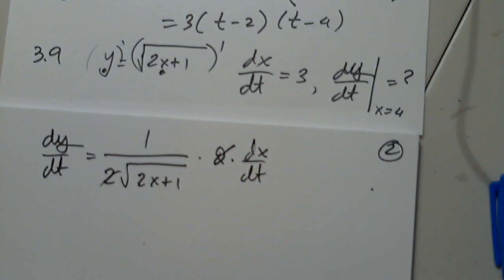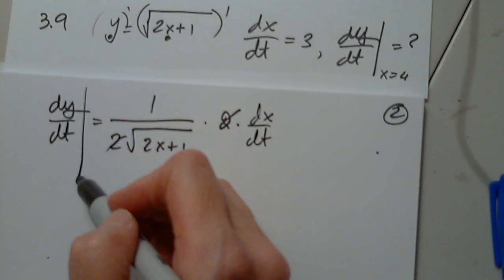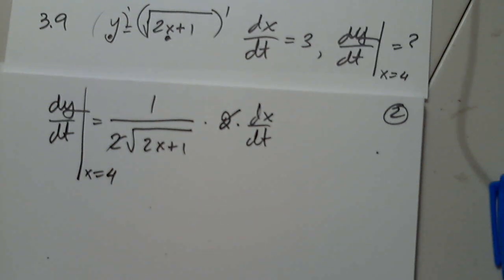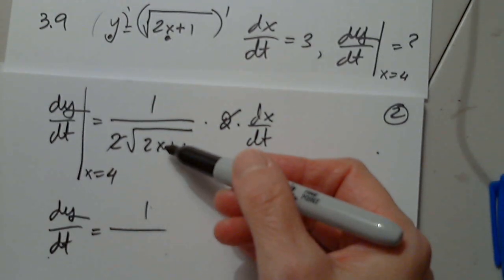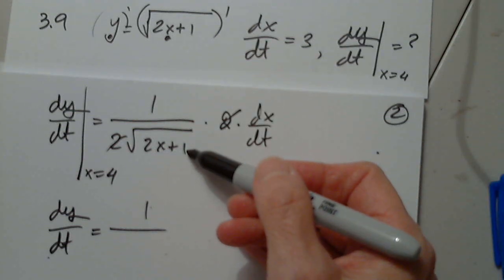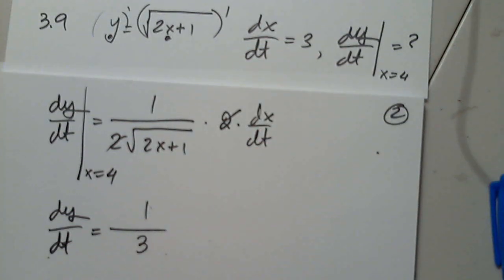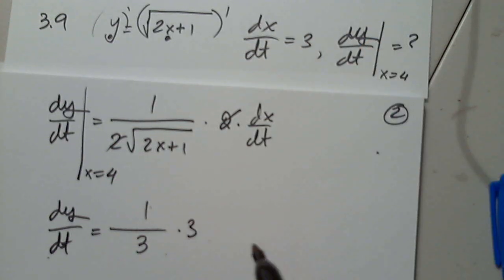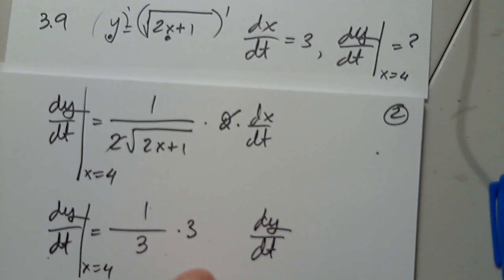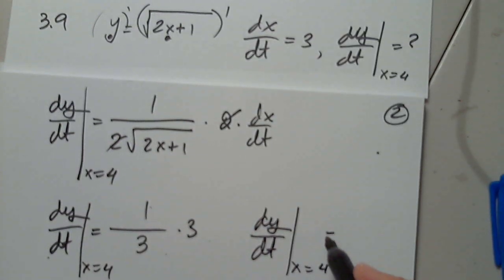I will simplify, and now I can plug in x equals 4. So I have dy over dt equals 1 over 4 times 2 is 8, 8 plus 1 is 9, the square root of 9 is 3, so it's 1/3, times dx over dt, which was given to us, which is 3. So nice, dy over dt when x is 4 is 1.